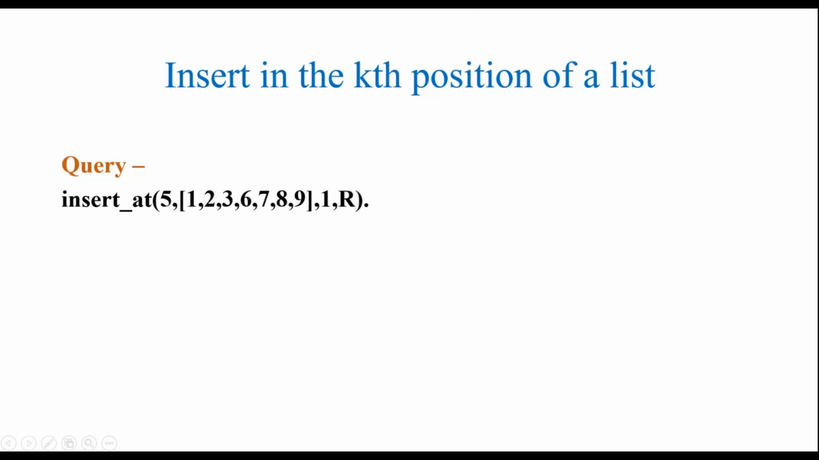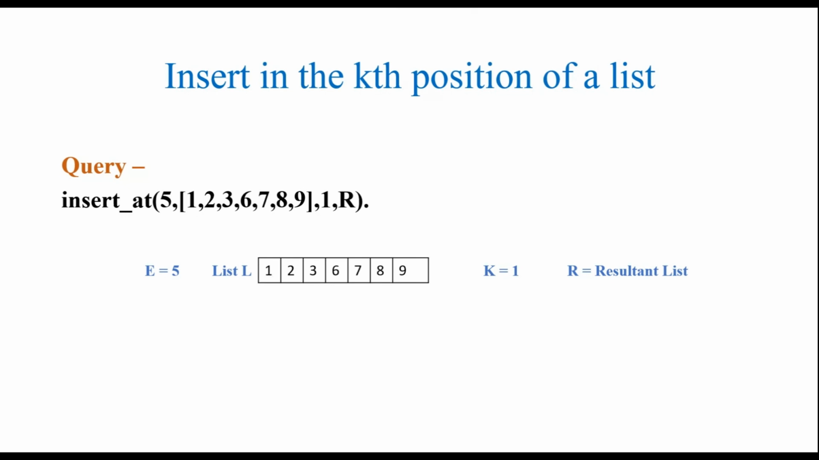The first argument, or parameter, is given as 5. The second parameter is given as list. The next parameter is value 1, and the last parameter is R, a variable. So let us see what all these parameters mean. Basically, the element is defined as E, where the value is given as 5. The list is defined as L, with the value 1, 2, 3, 6, 7, 8, 9. The position K is given here as 1. The result will be given as R.